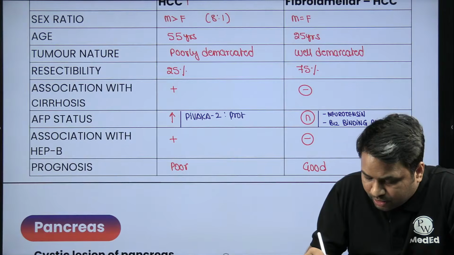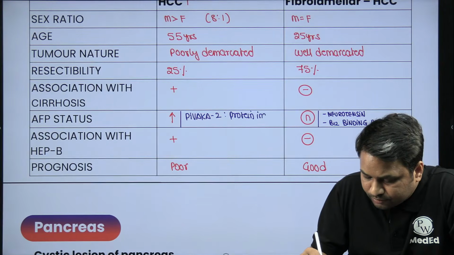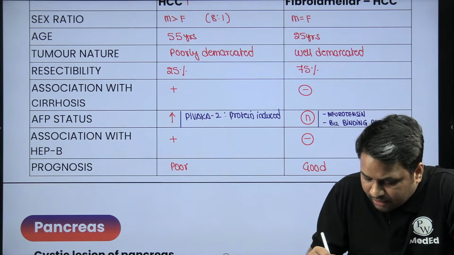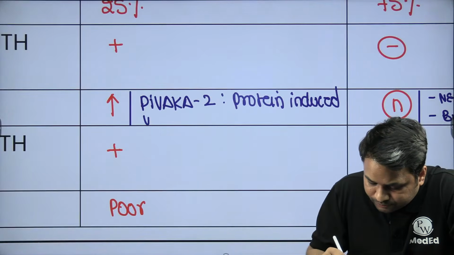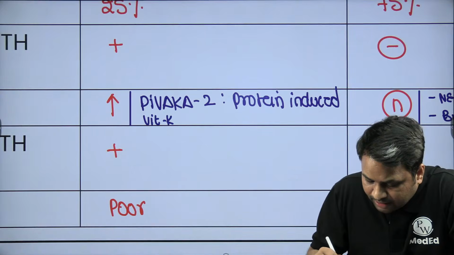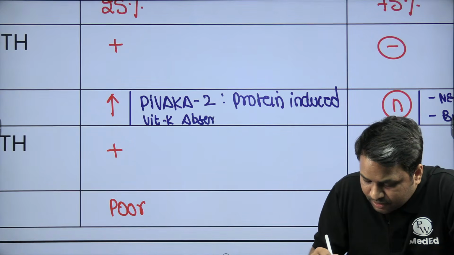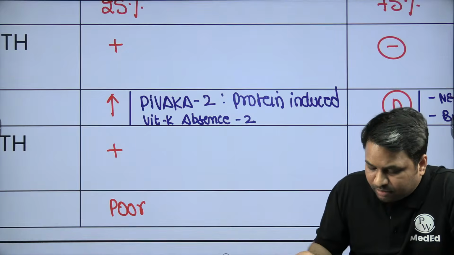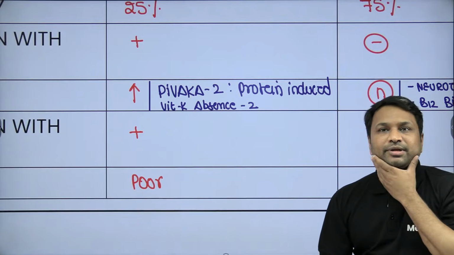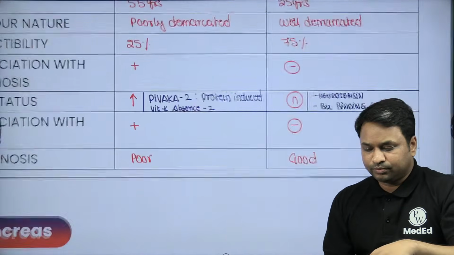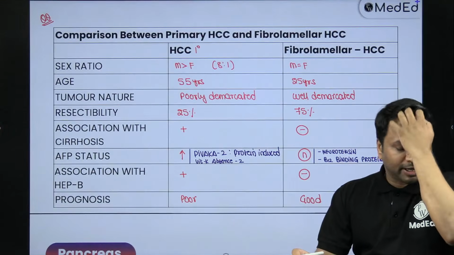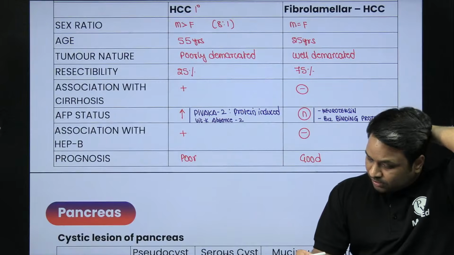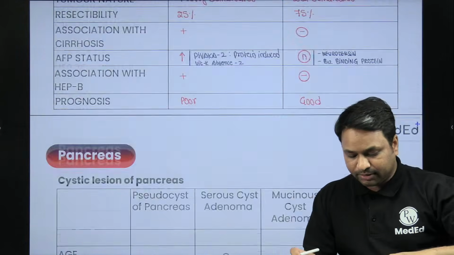PIVKA-II is your protein induced by vitamin K absence 2. PIVKA-II is a protein induced by vitamin K absence 2. Okay. So this is the comparison between the primary HCC and the fibrolamellar variant.